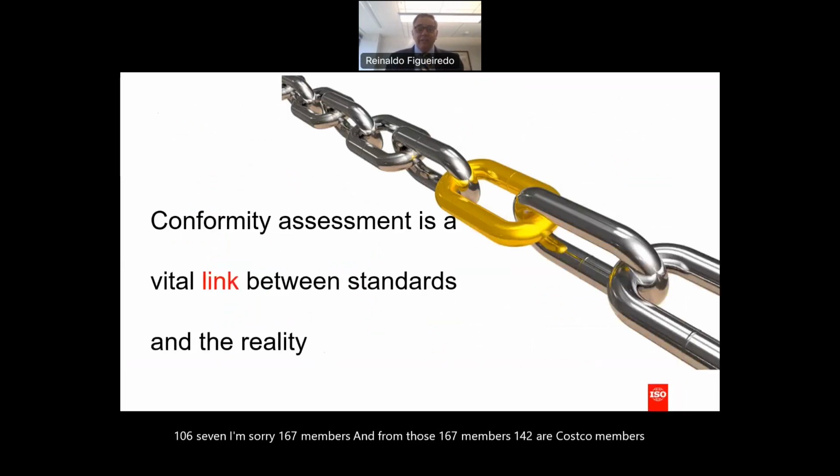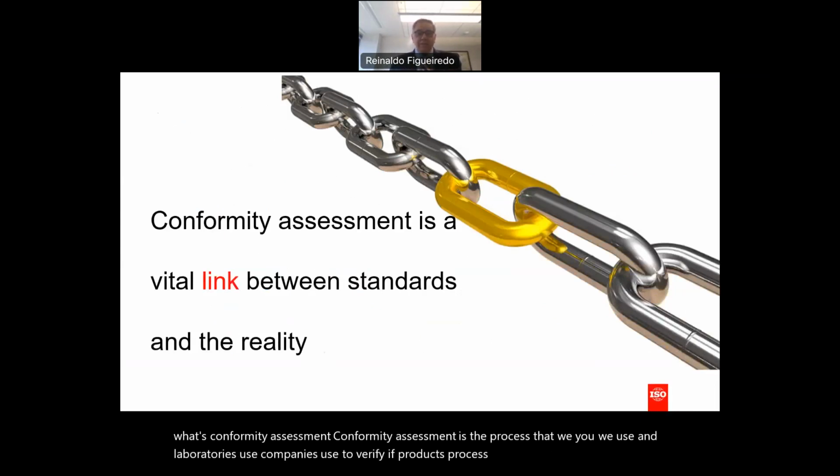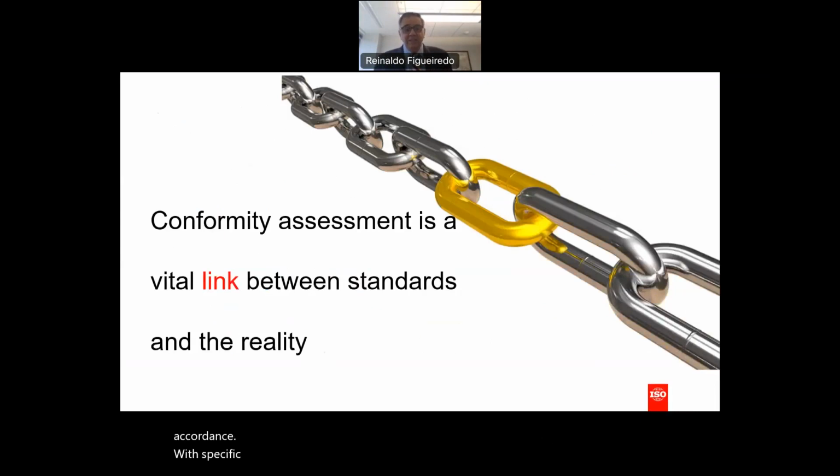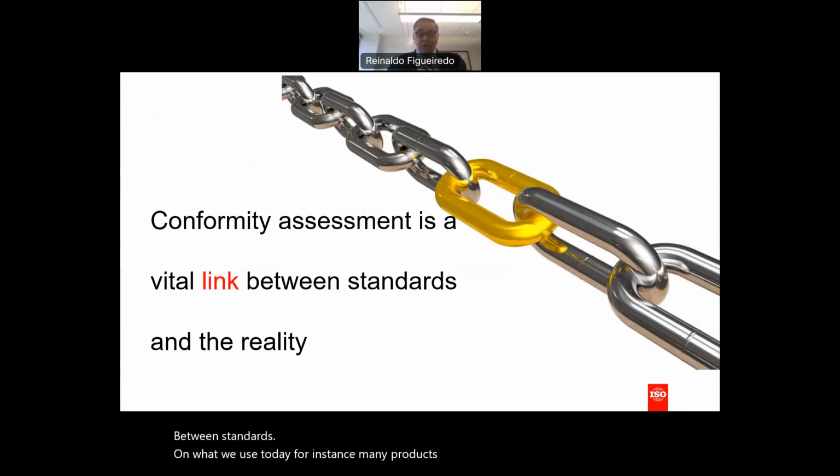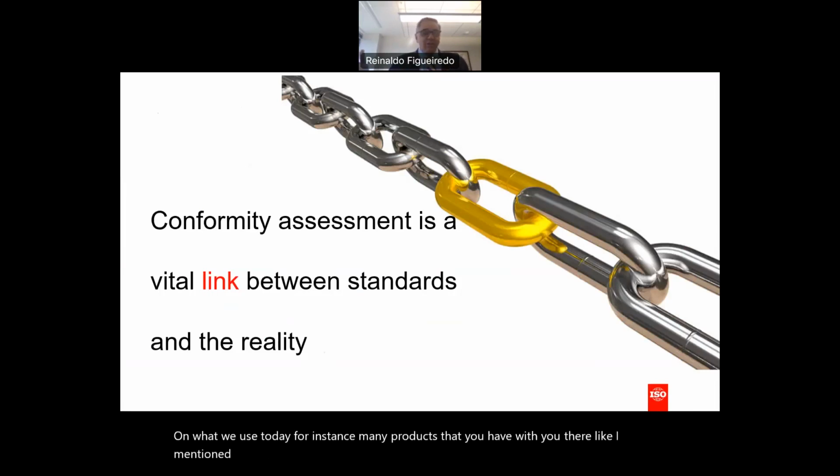So what's conformity assessment? Conformity assessment is the process that we use, and laboratories use, companies use, to verify if products, processes, and management systems are in accordance with specific requirements. This is what we call conformity assessment. And conformity assessment is the chain between standards and what we use today. For instance, many products that you have with you there, like I mentioned, cell phones, are certified.